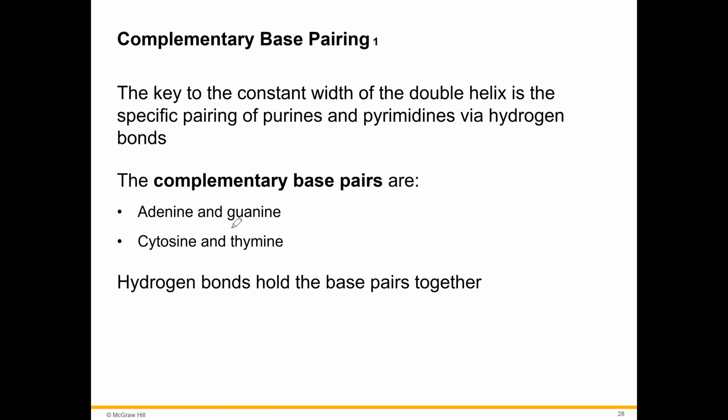Okay, A pairs with T and C pairs with G, right? So they just said that complementary base pairs are, I guess, adenine and guanine always pair with cytosine and thymine. So that's how it is. It's a little bit confusing even for me, like, what is over here? So adenine and guanine always pair with cytosine and thymine. Hydrogen bonds hold the base pairs together.